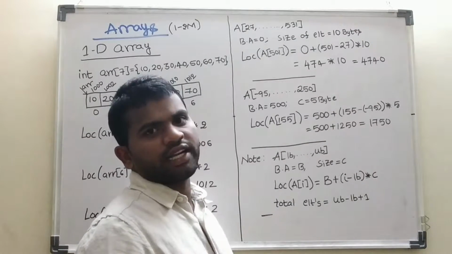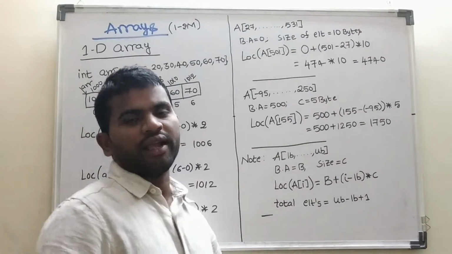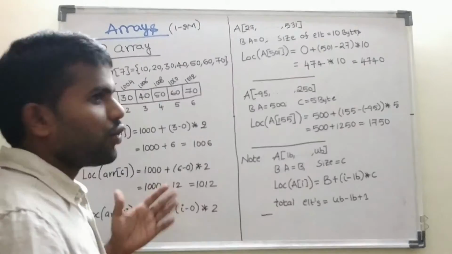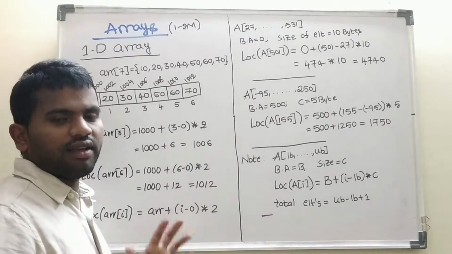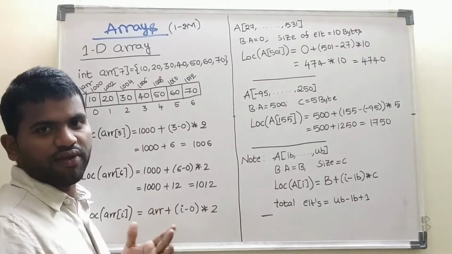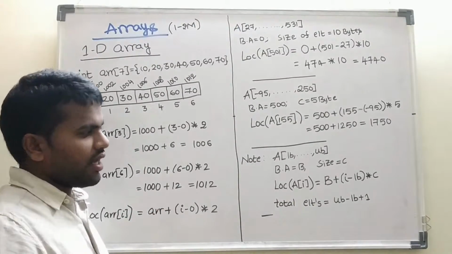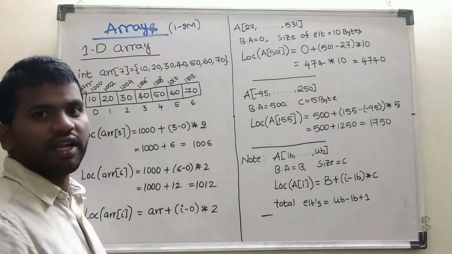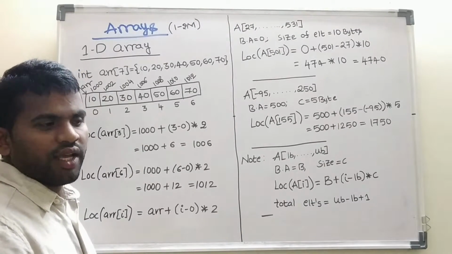In GATE, they will ask at least 1 to 2 questions, of 1 to 2 marks. Every year they will ask questions from arrays. In arrays, we will talk mostly about one-dimensional arrays and two-dimensional arrays.